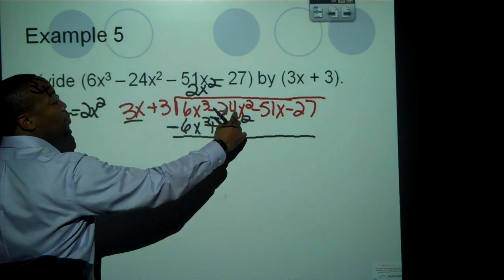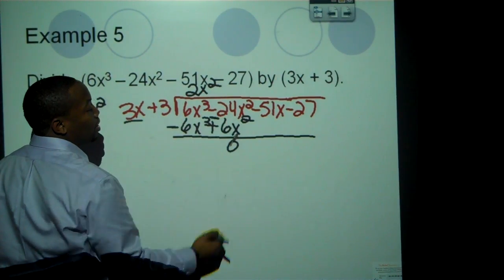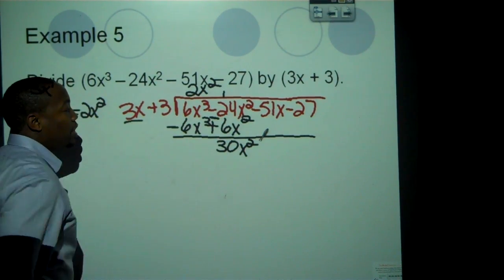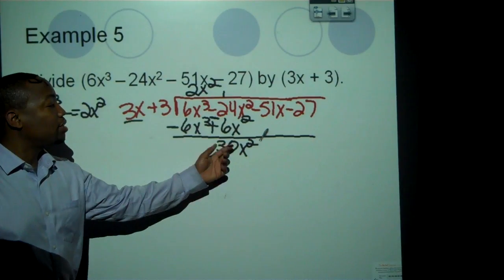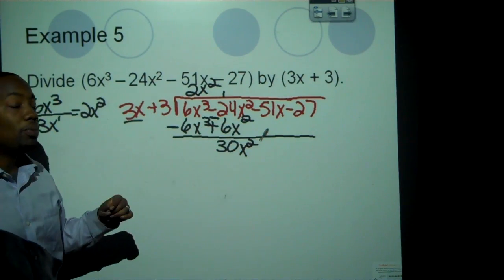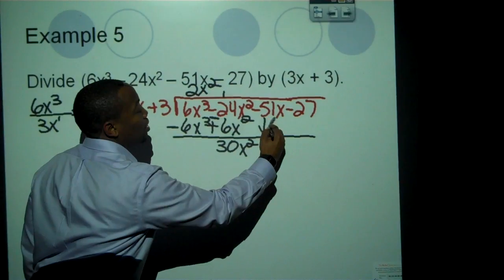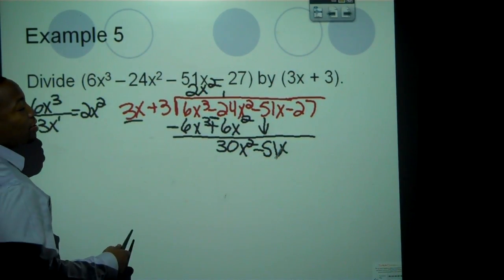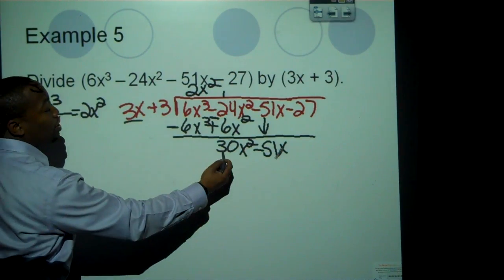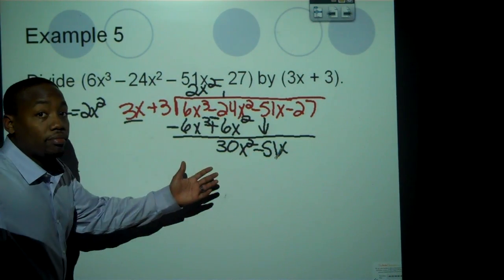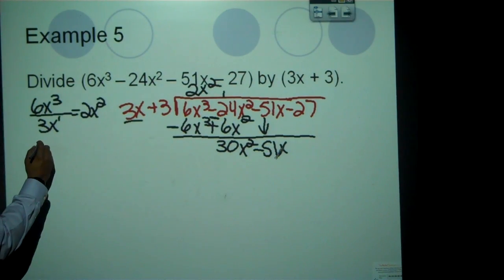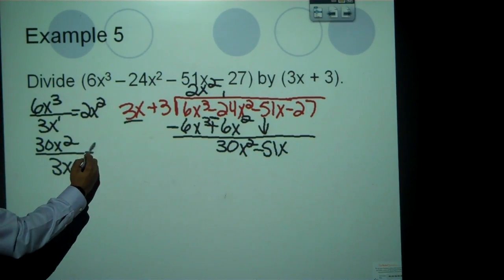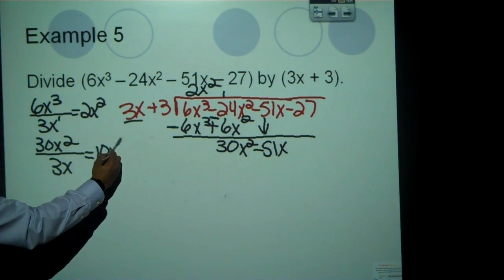Now we have negative 24 plus negative 6, which gives me negative 30, right? Carry my 1, giving me negative 30x squared. One last part, I have to bring down my negative 51x. Now, how many times does 3x go into 30x squared? Take the 30x squared and divide it by 3x, and now you'll see I get 10x.